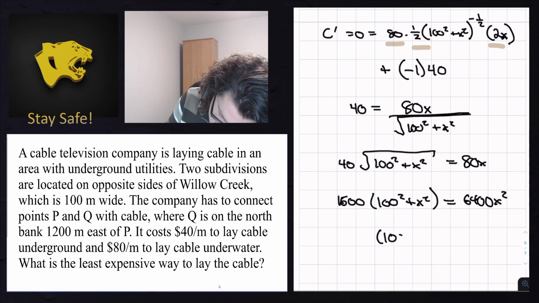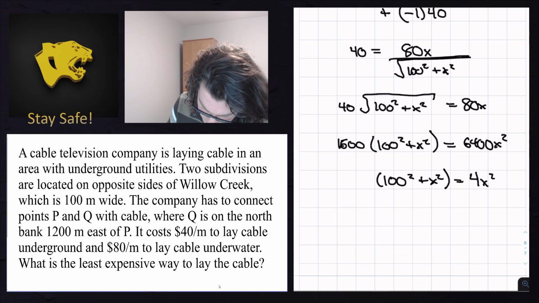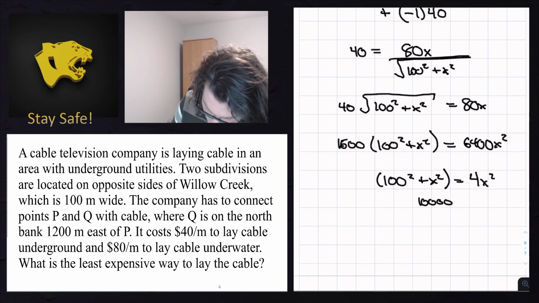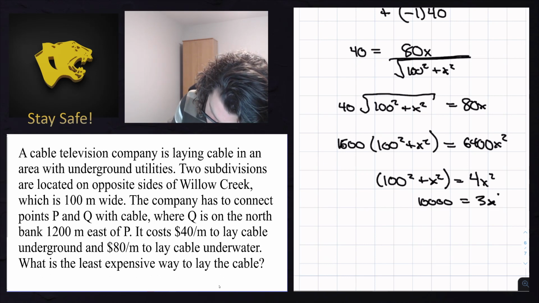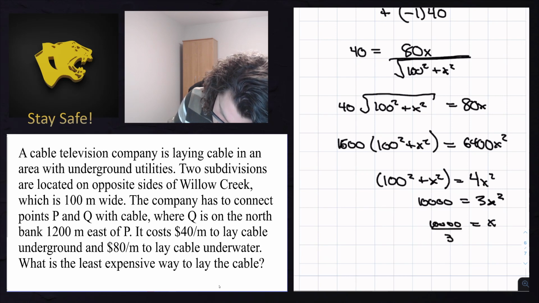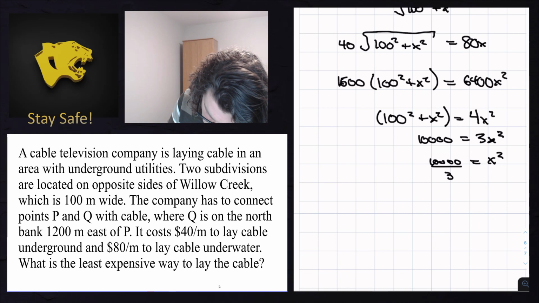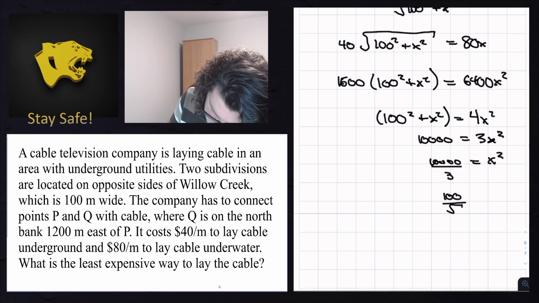You can divide that out and get a much smaller value, which I'll do. So that's going to be 4, right? Yeah, 4 X squared. Now I'm going to square out the 100, and I don't need a bracket there anymore. So that's 10,000 is equal to 3X squared, or 10,000 divided by 3 is equal to X squared. That would be 100 over root 3.